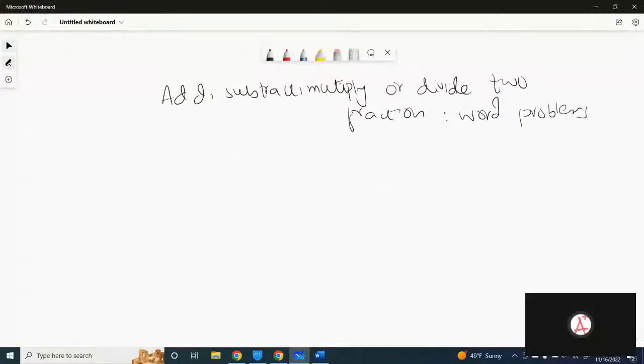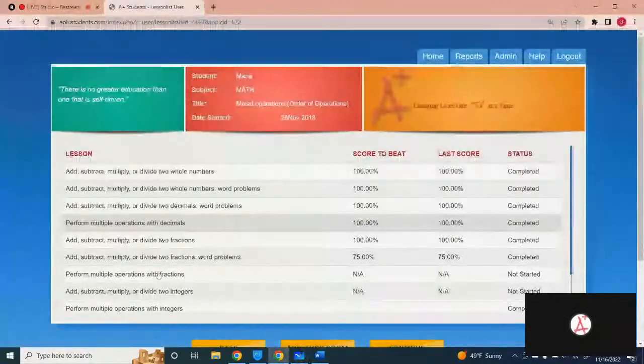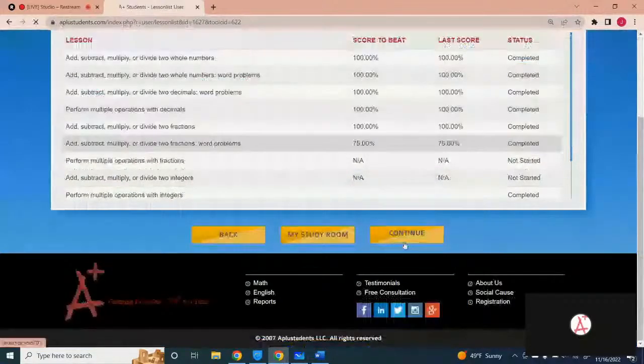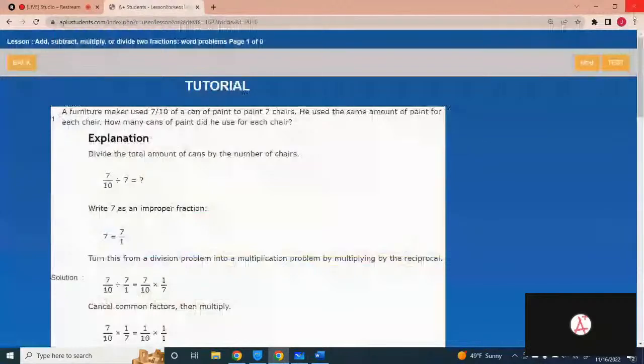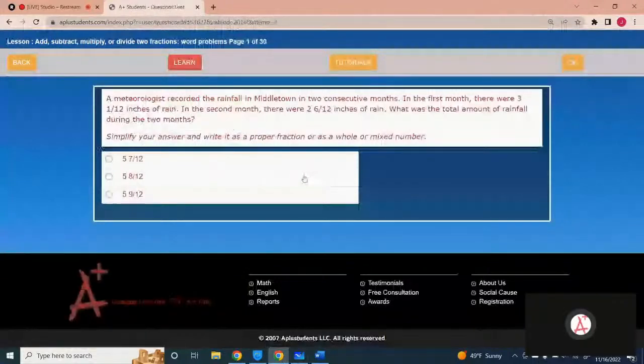Okay, let's start with the test questions. It would be add, subtract, multiply, or divide two fractions word problems. Let's start with the topic. Okay, let's start with the test. Let me read the question.